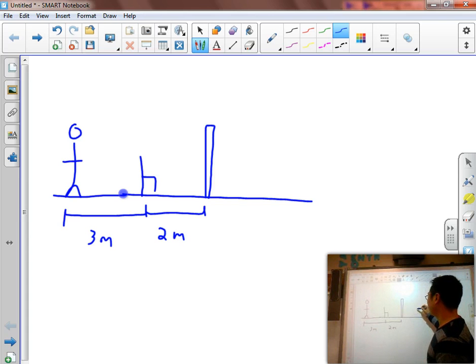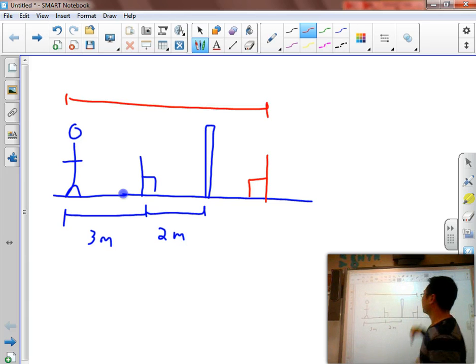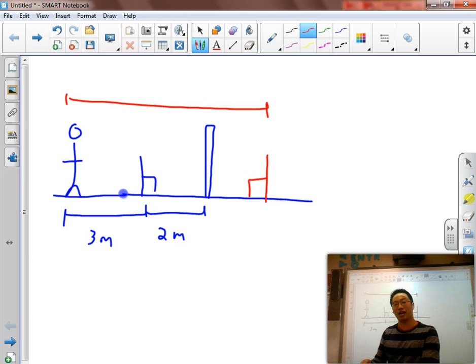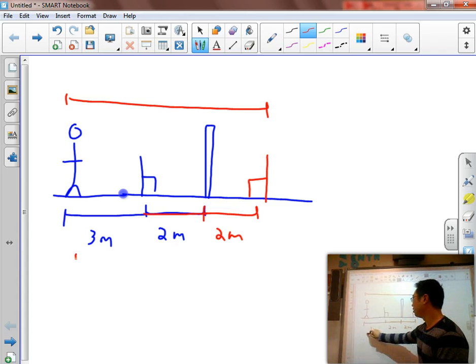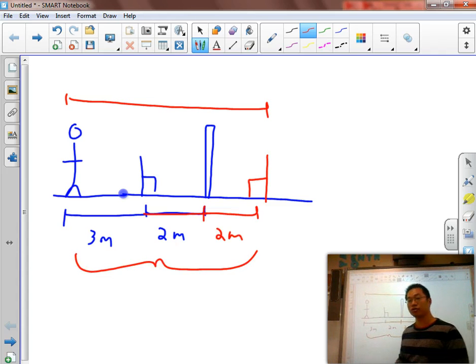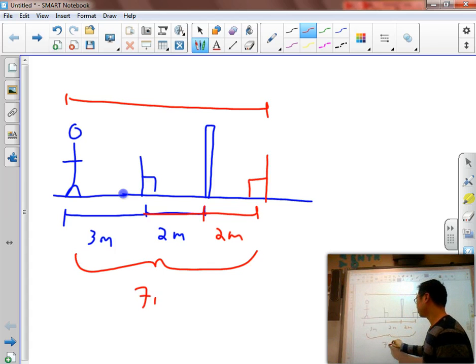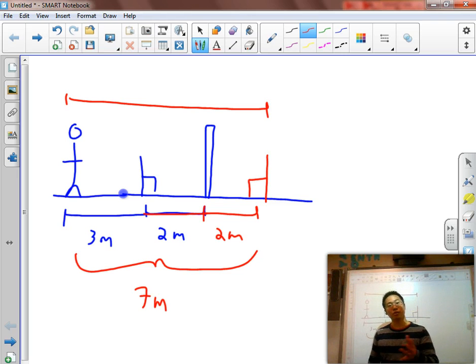We know that there's going to be a chair formed equally distant on the other side. And understanding that the distance of the object from the mirror is always going to be the same as the distance of the image from the mirror, if this is 2, then this has to be 2 meters as well, meaning that the total distance of the person from the image of the chair would be 7 meters.